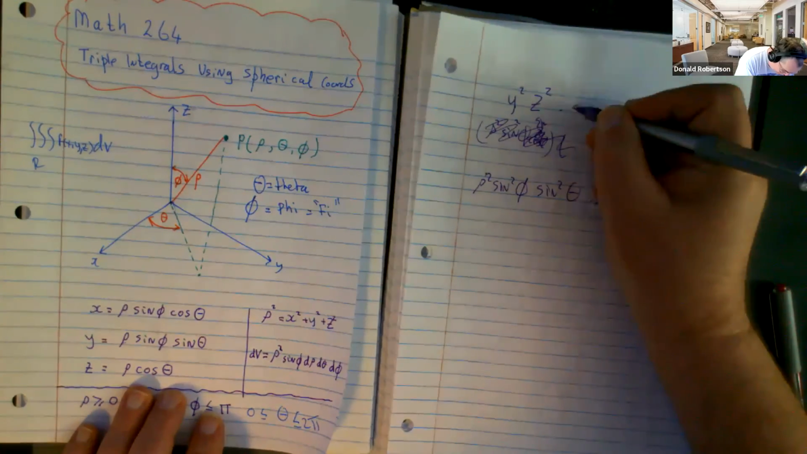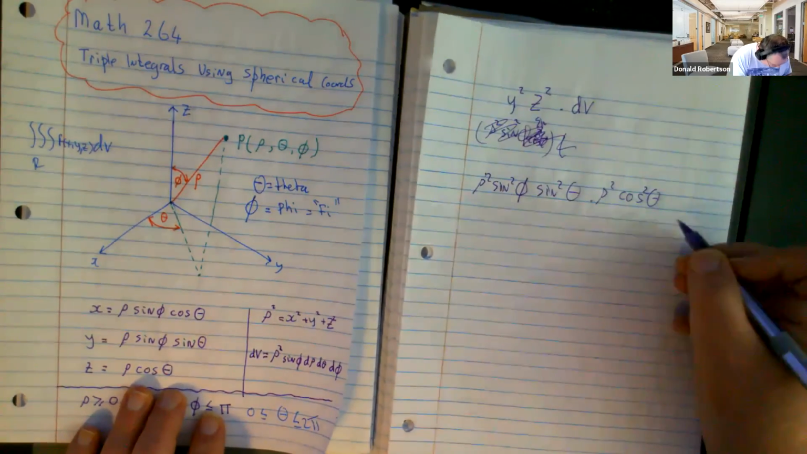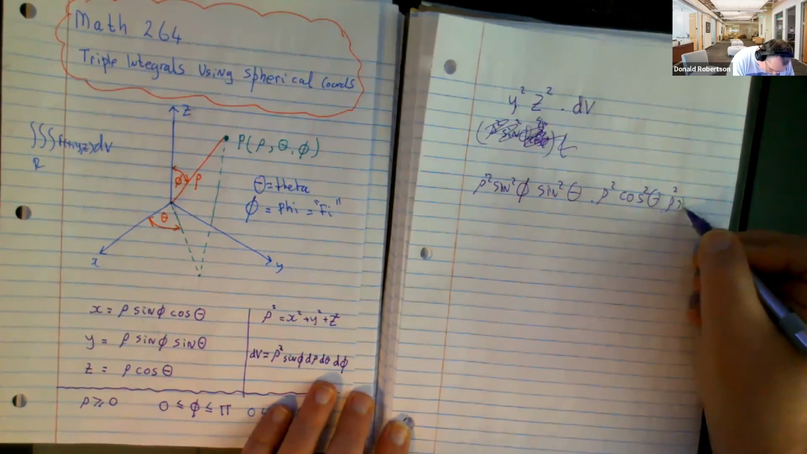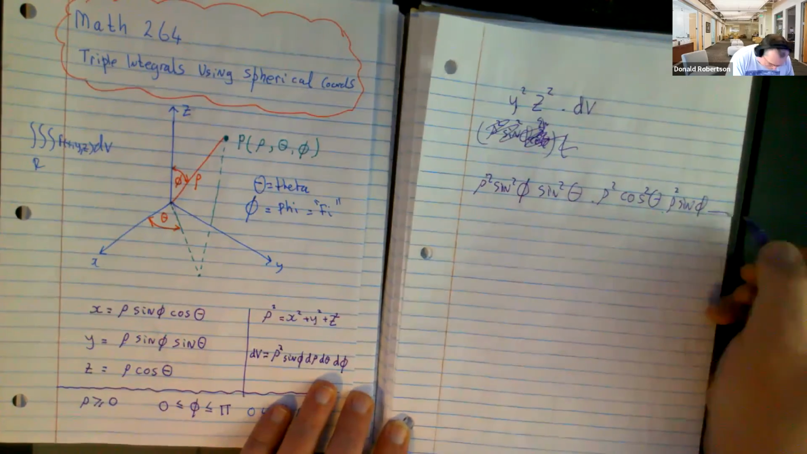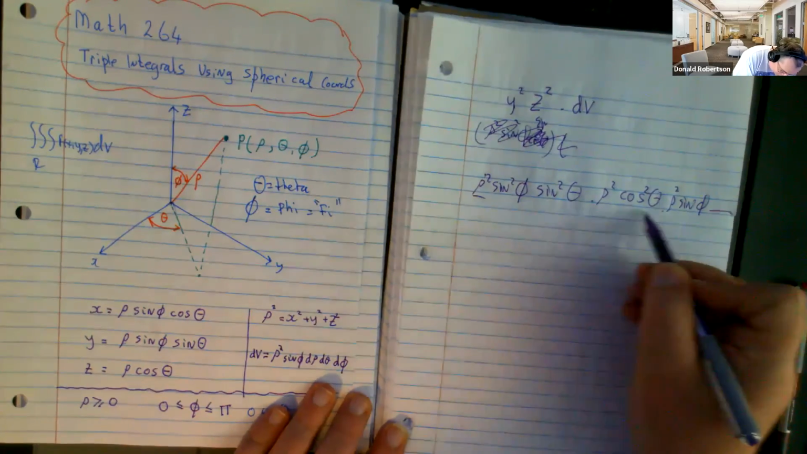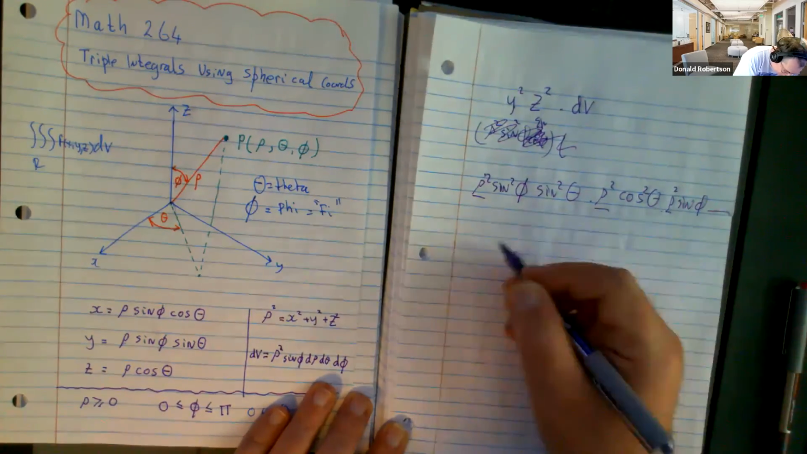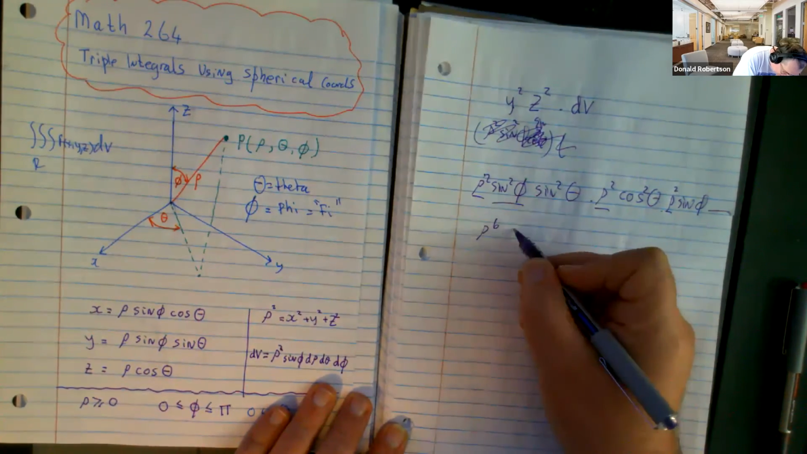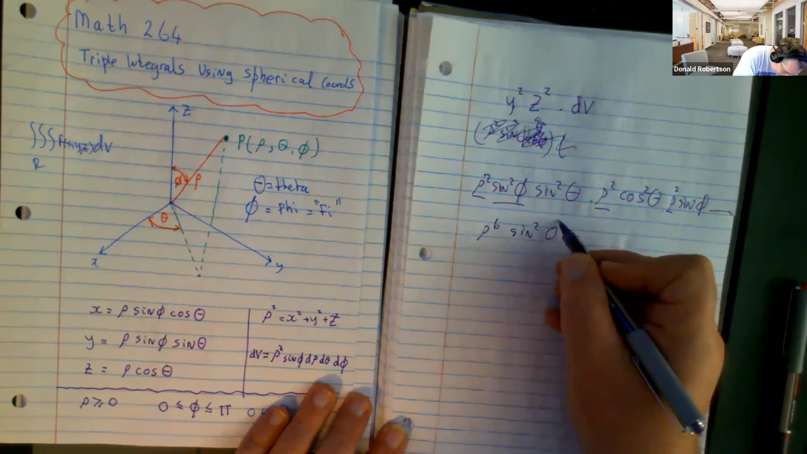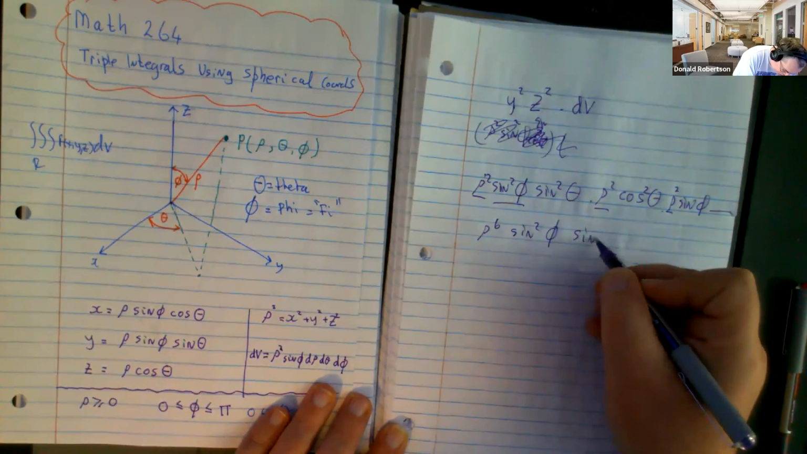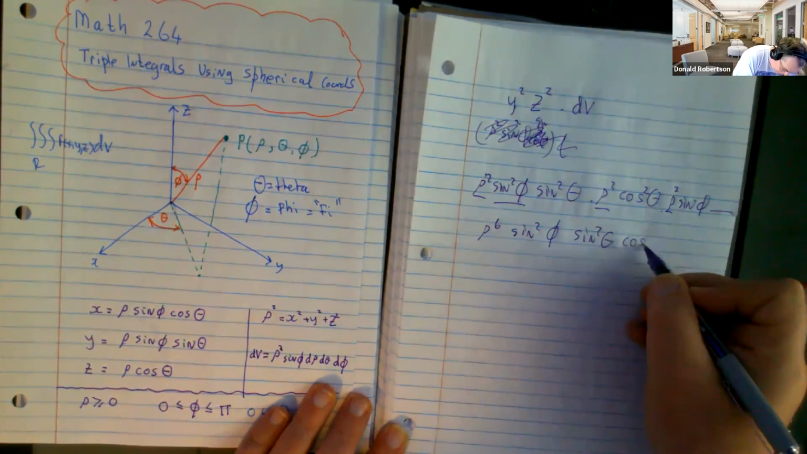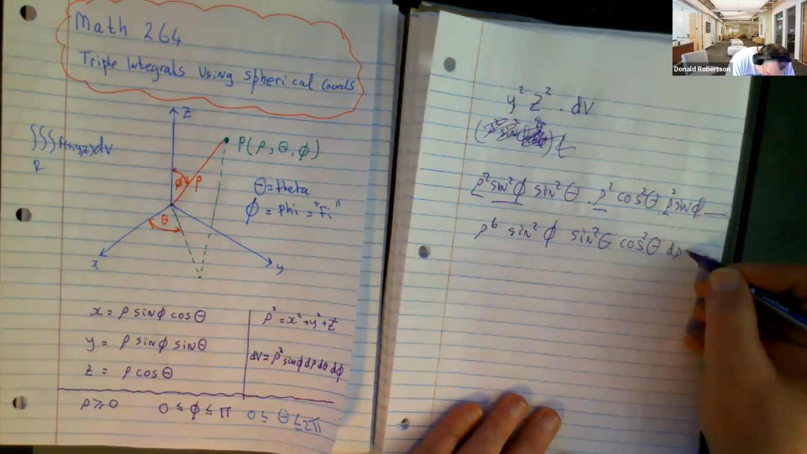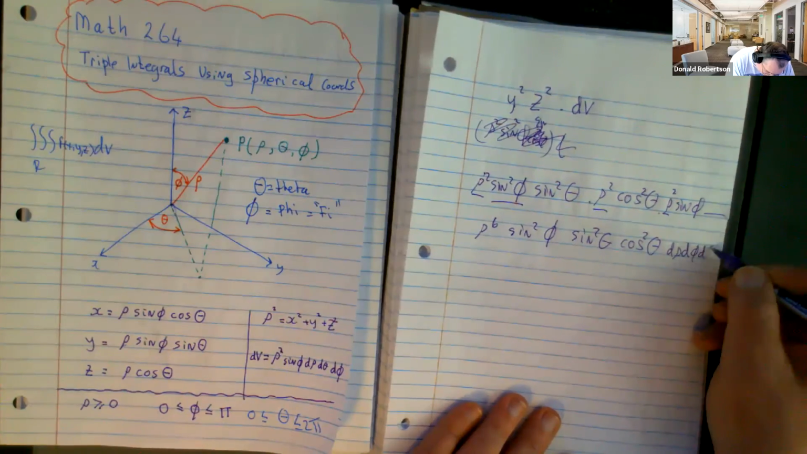And while we're at it, why don't we do the dV part, which means I add in another rho squared sine phi and the stuff I don't have room for. So all of this is one horrible multiplication. So I'm going to get a rho to the 6, a sine squared phi, a sine squared theta, and a cos squared theta, and then I can put in the d rho, d phi, d theta stuff, right?